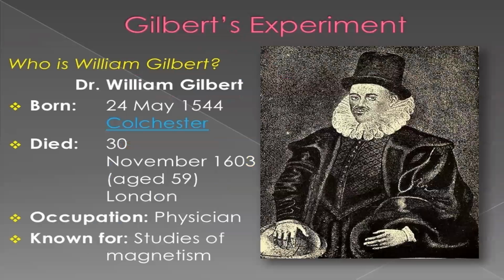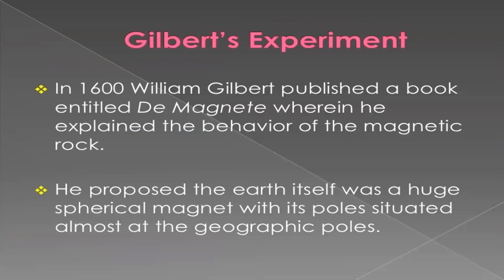Gilbert experiment. Who is William Gilbert? Dr. William Gilbert was born on 24 May 1544 and he was a physician known for the study of magnetism. In 1600, William Gilbert published a book entitled The Magnet, wherein he explained the behavior of magnetic rock. He proposed that the Earth itself was a huge spherical magnet with its poles situated almost at the geographic poles.